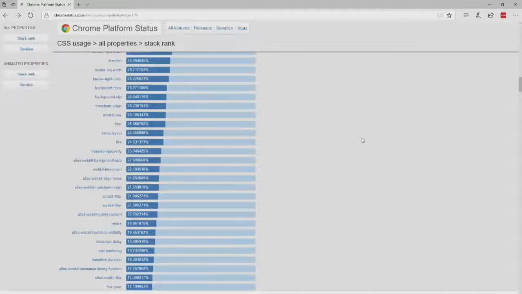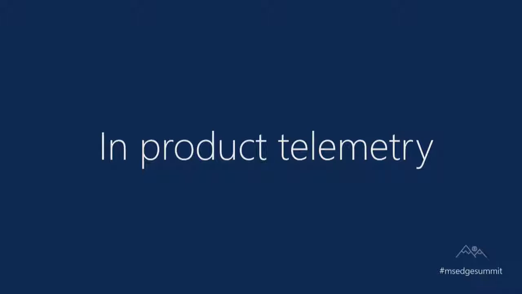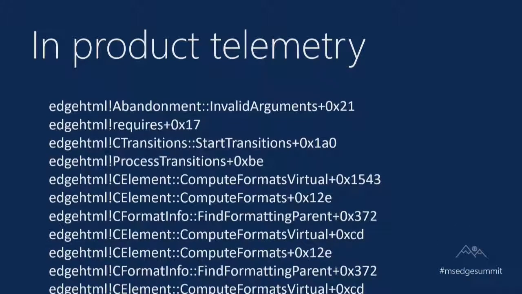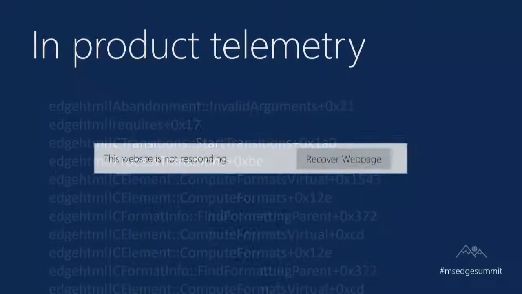And while all this external data is useful, we also have in-product telemetry, which is approved telemetry from our users to help make the product better for them. This includes crash stacks. So when a site crashes, we can go to the URL, and we can make it so that it no longer crashes for you and your users. This also means intermittent hangs.